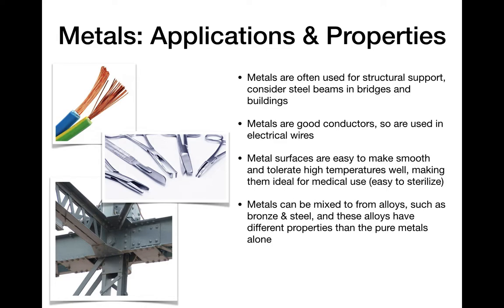And then, of course, there's a property of alloys, where we can mix different metals together. Bronze and steel are both examples of alloys, and they have different properties than the pure metals. So bronze has different properties than copper or tin, and alloys are usually stronger than the individual element metals.